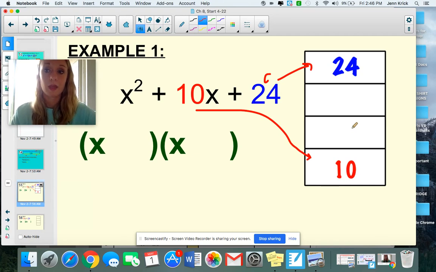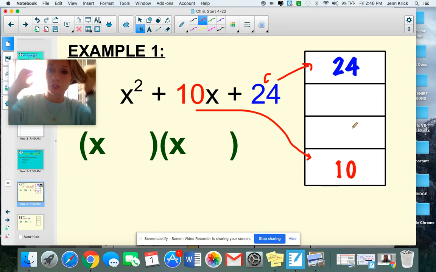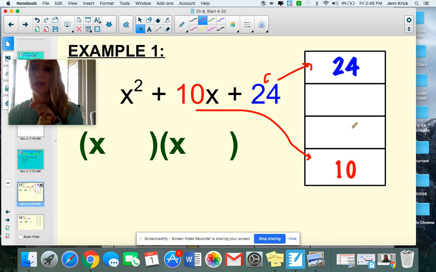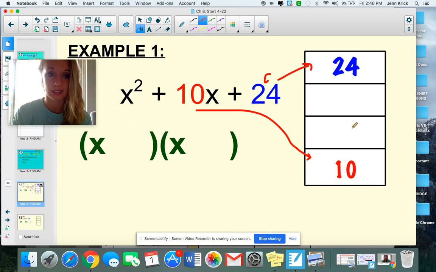I love that. So ask yourself, all right, you need two numbers that multiply to 24 but add up to 10. Well, I know that 12 times 2 gets me to 24, but that's a sum of 14. I know that 24 times 1 gets me to 24, but that is a sum of 25. So what are the other factors that could work?